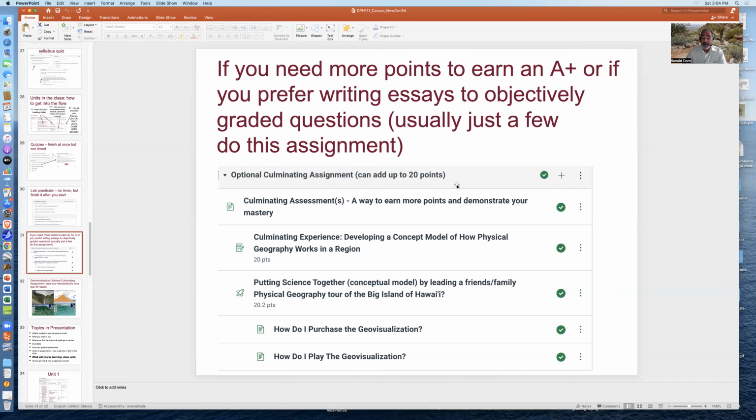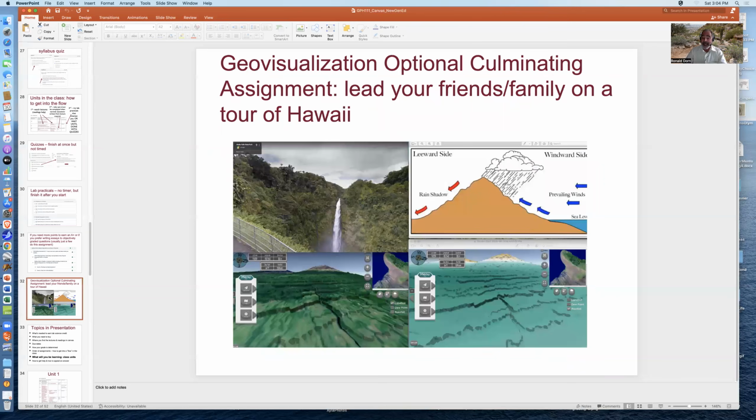Trust me, you can add up to 20 more points. There are two culminating experiences: developing a concept model of how the physical geography of a region works, where you decide to learn more about the deserts or the rainforests or the cold polar regions, the tundra, or you lead friends and family on a physical geography tour of the Big Island using a geovisualization. You can do both if you need to. There's no restriction in developing a model or a culminating understanding of the class.